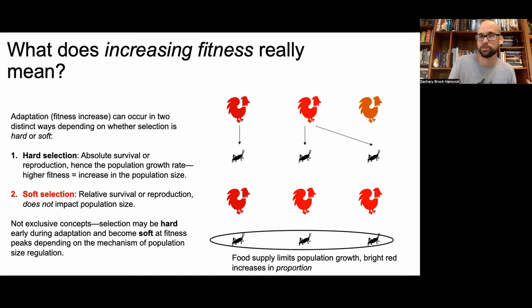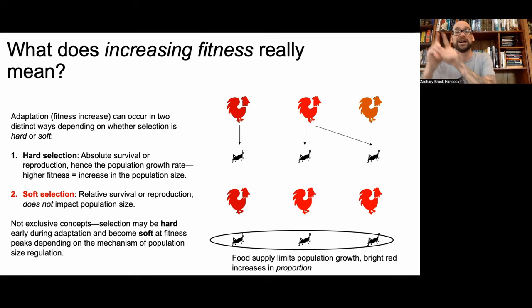So you can't just grow infinitely in size. The size of the population is strongly limited by the available food resources, okay? Now, in this case, selection is acting on the relative competitive differences between individuals. So if the bright red is better at acquiring food than the dark red, then the bright red phenotype will spread through the population in proportion, but it doesn't mean that it's going to increase in absolute number in the population. Right? Because again, the absolute number of individuals that can exist in that population is still determined by food resource.